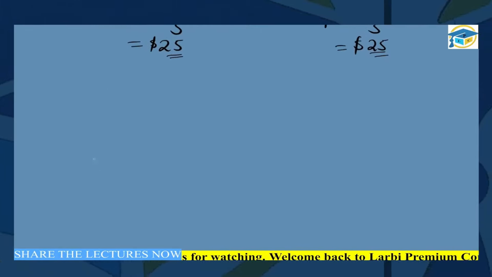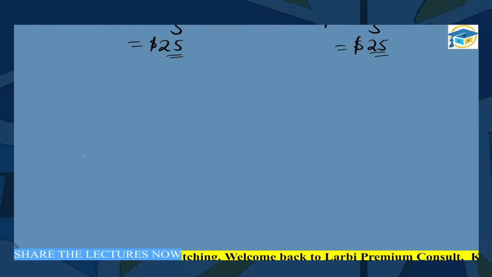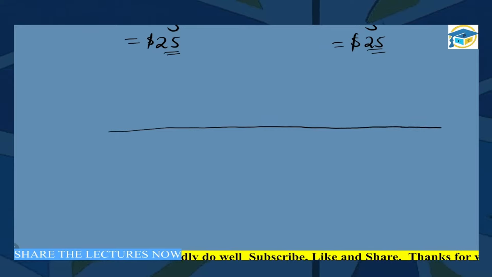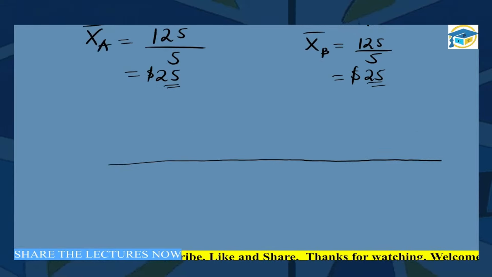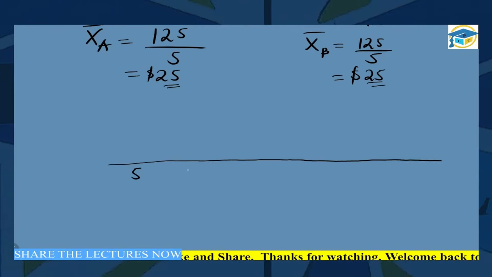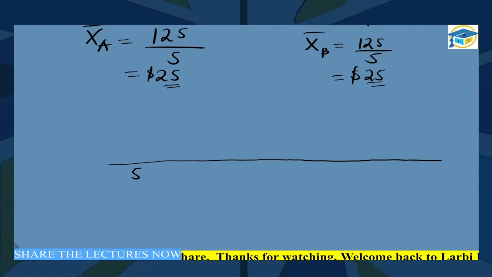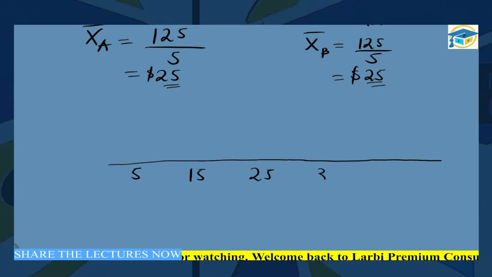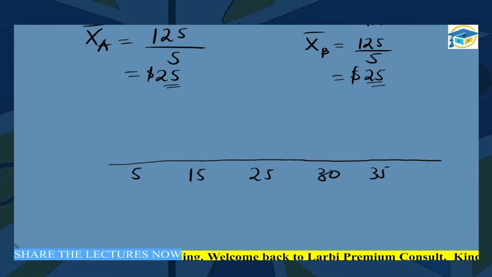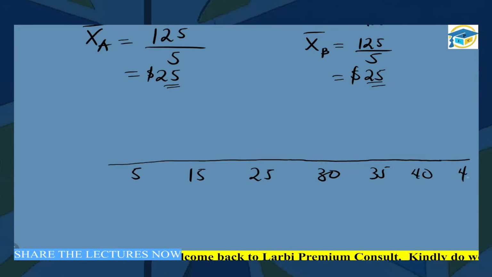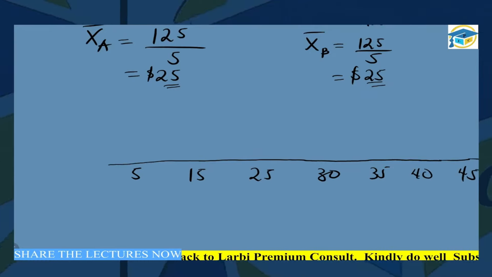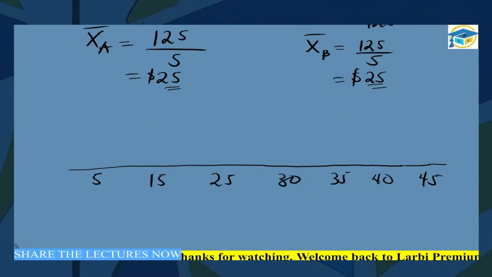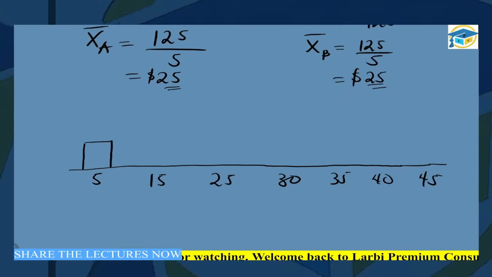So this is what I'm going to do. I'm going to represent them in the form of a line. I have this straight line. Let's say I have here 5, then from 5 we have 15, then 25, and we have 30, 35, 40, 45. So I'm going to deal with product A, the price change of 5 for product A.